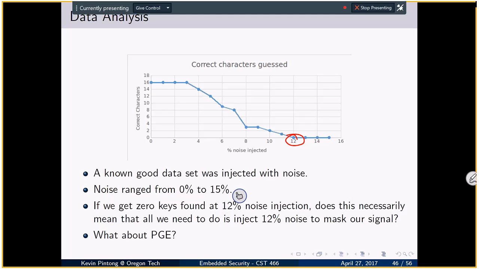Does this necessarily mean that all we need to do is inject 12% noise to mask our signal? After injecting some noise into the system, are we protected now? Why not? Because they can clean the noise up. You can very easily clean up the noise through either hardware or software filtering. Okay. Any other questions? Comments?